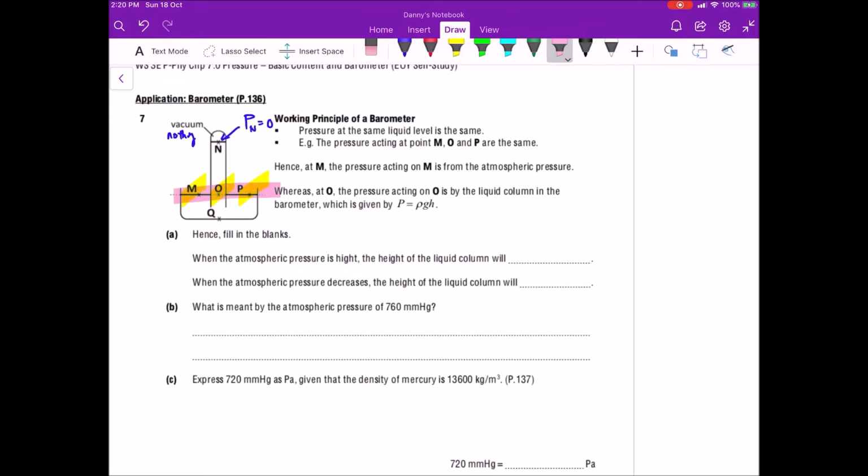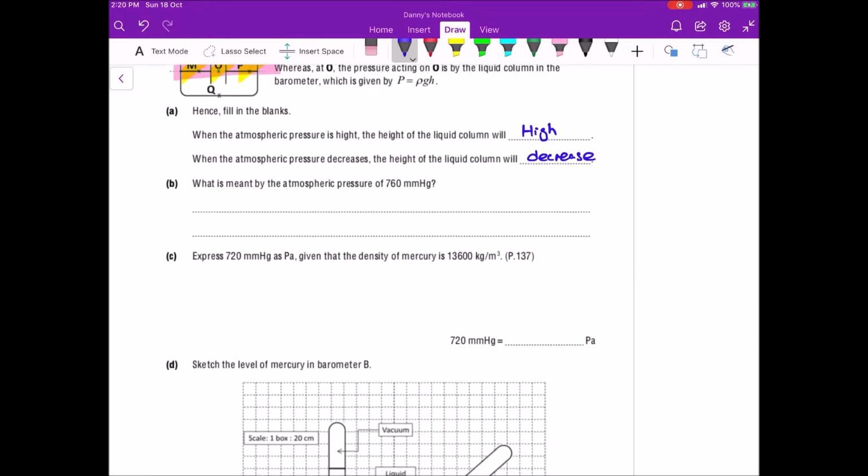So let's take a look at the question here. Part A, fill in the blank. When the atmospheric pressure is high, the height of the liquid column will be high. If now the atmospheric pressure is dropping, what will happen? It will decrease. It will become lesser. What is meant by atmospheric pressure of 760 mm Hg?